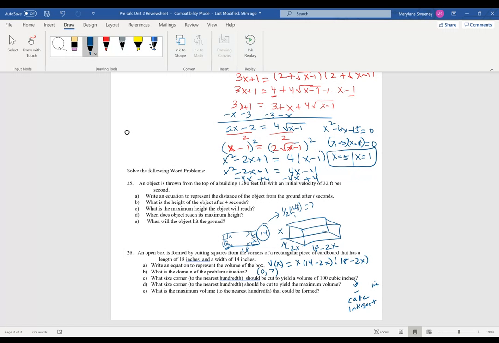So that's just to kind of give you an idea of what you're going to do there. So y equals 100 line, then calculate the intersection. These two, you're going to have to calculate the max. What size corner, that will be the x value of the max, right? Because the size of the corner that we're cutting is x by x. What is the maximum volume? That'll be the y value of the max. So you have to calculate the max with your calculator.